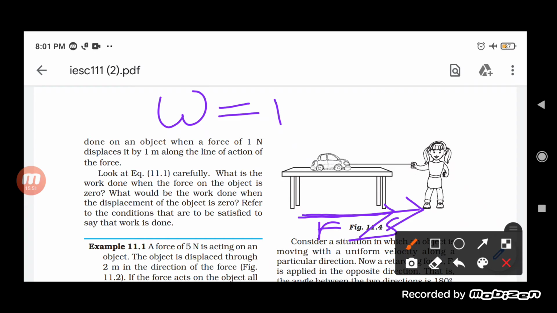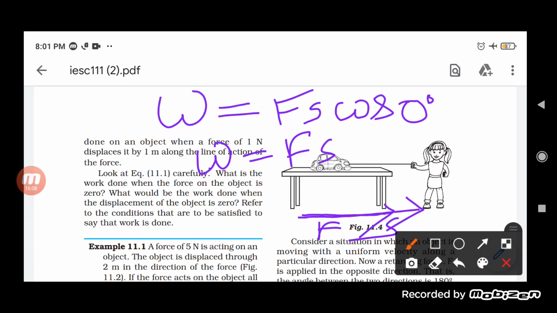Now if we apply the same thing in this formula, Fs cos theta will be equal to Fs cos 0 degree. Right, and cos 0 is equal to what? That is 1. So we can say here W will be equal to Fs into 1, or W is equal to Fs. So in such a condition we can say that the work done is a positive work done.